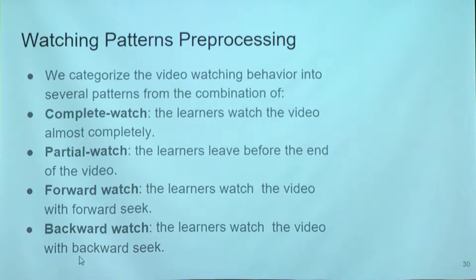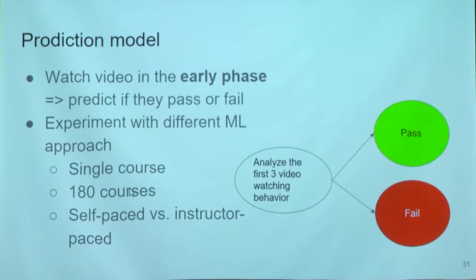The fourth type is the backward watch. The student watched the video and backtracked to the former part. So we can categorize the video watching behavior into four categories, and we build a prediction model. We can analyze the first three videos' watching behavior to predict whether the student will pass or fail in this course. That's an interesting research.